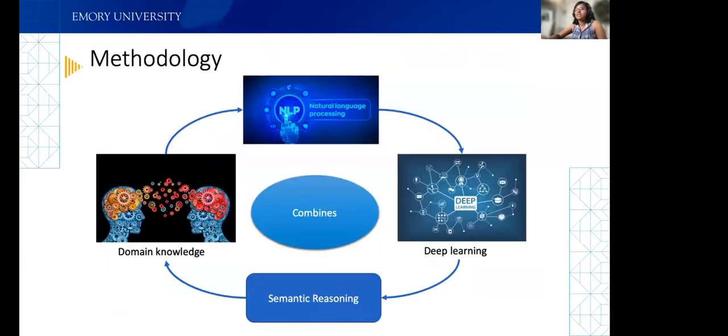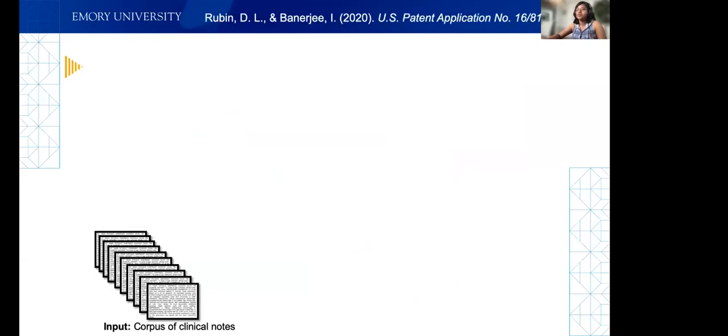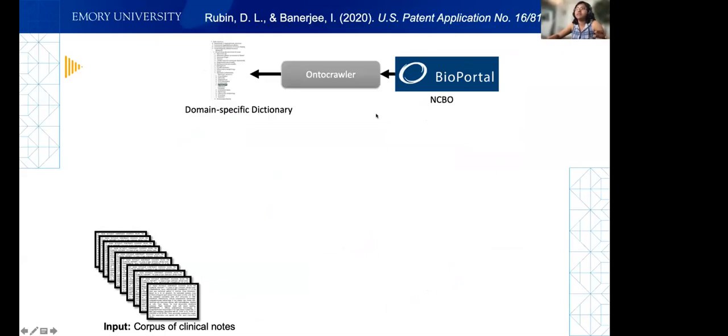Our methodology combines natural language processing, deep learning, semantic reasoning, and domain knowledge together in an iterative way to extract those kinds of labels from the free text reports. We actually have a patent on that. The whole idea is that we are using the free text as well as the NCBO BioPortal. We developed a small SPARQL-based system, OntoCrawler, that goes inside the NCBO BioPortal, and given some key terms, it can extract a sub-dictionary for the specific domain.